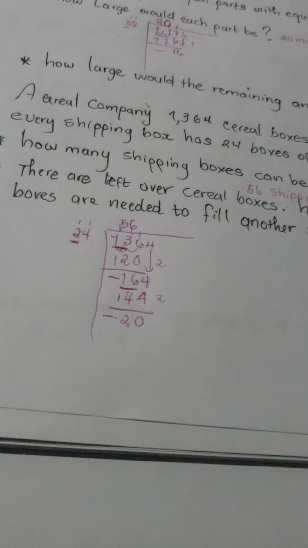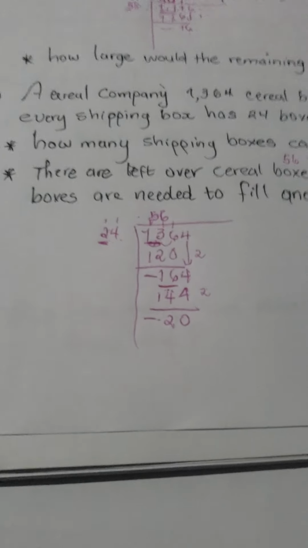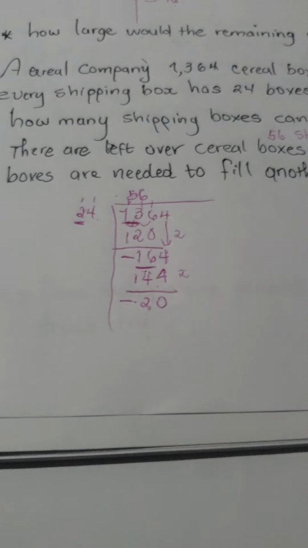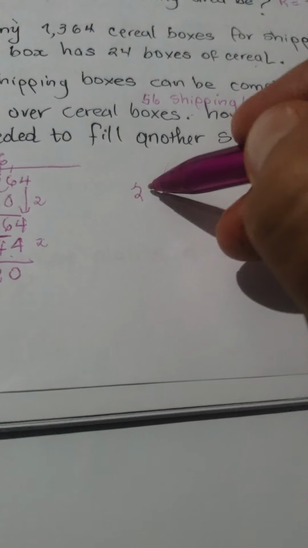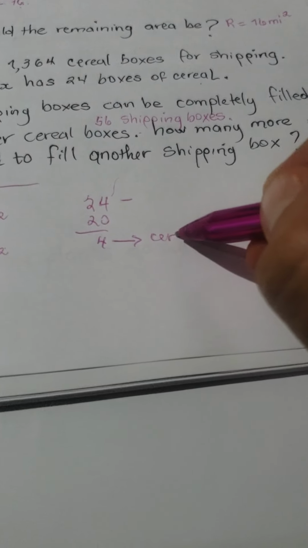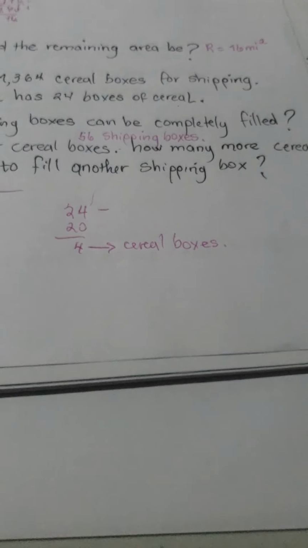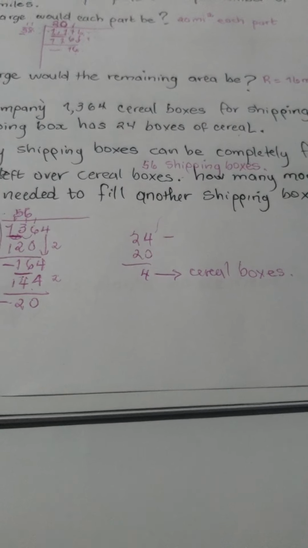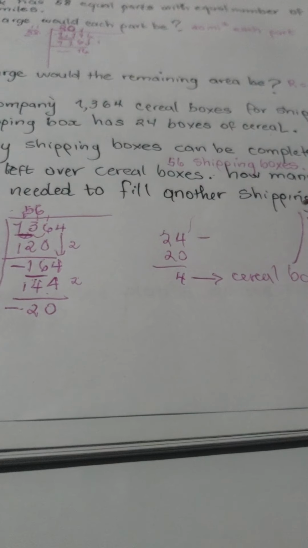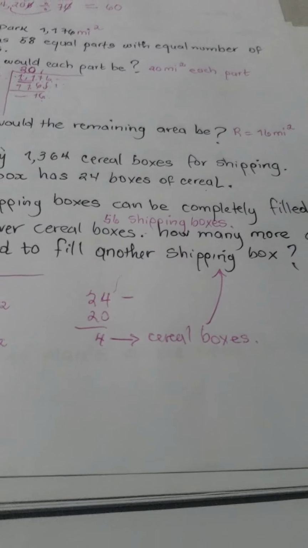So what you have to do is easy. Okay? You need to subtract 24 minus 20. Okay? And as you can see, 24 minus 20 is 4. So you need 4 cereal boxes to complete a new shipping box. Okay, so the answer here is this one. You need 4 cereal boxes.